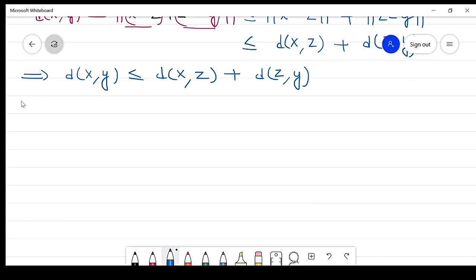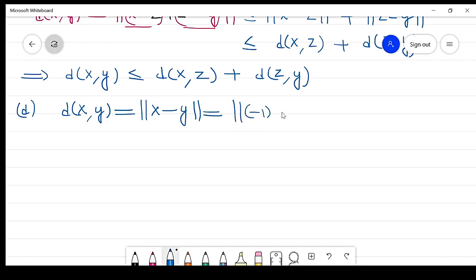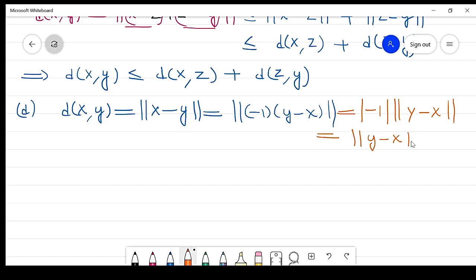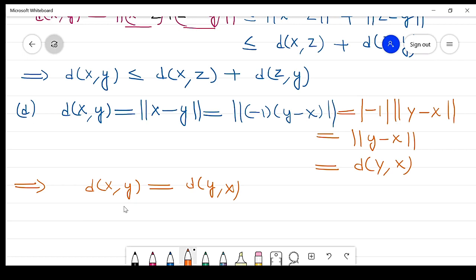Now property number 4, which is the symmetry property. So this is a distance between x, y, which is equal to norm of x minus y. This can be written as norm of minus 1 into y minus x, and this can be written as absolute value of minus 1 into norm of y minus x, and this can be written as norm of y minus x, and this is distance between y and x. So it implies distance between x, y and distance between y, x are equal. So it proves the symmetry property.